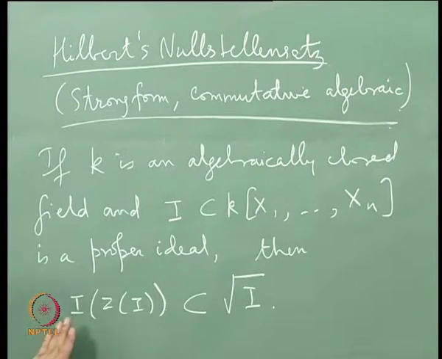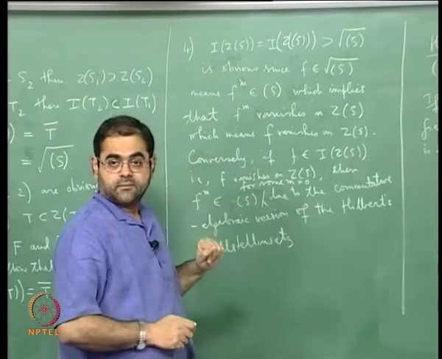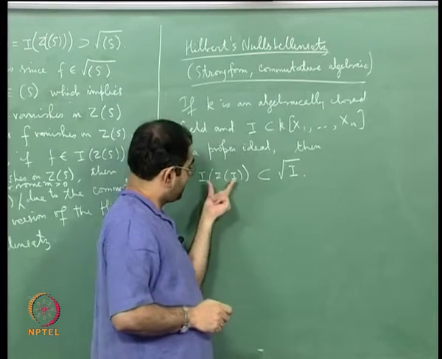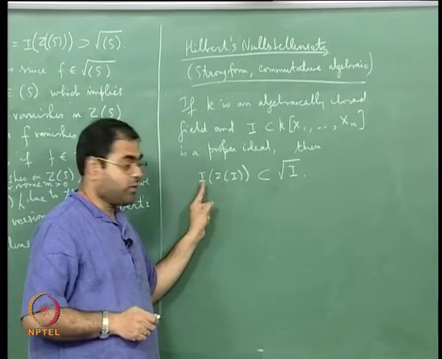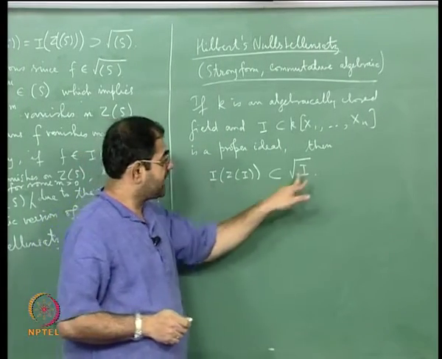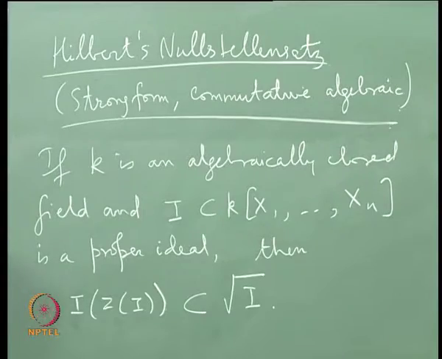In fact, we often say it as I of Z of I equals rad I. But the fact that I of Z of I contains rad I is something that is obvious. What is not obvious is that I of Z of I is contained in rad I. Namely, if there is a function which vanishes on Z of I, then some power of the function is in I, because the radical of an ideal is just all those elements some positive integral power of which is in the ideal, and you can check that that's a bigger ideal in fact.